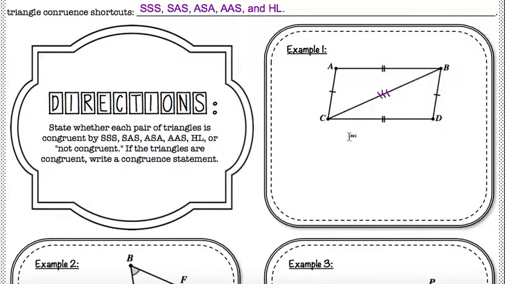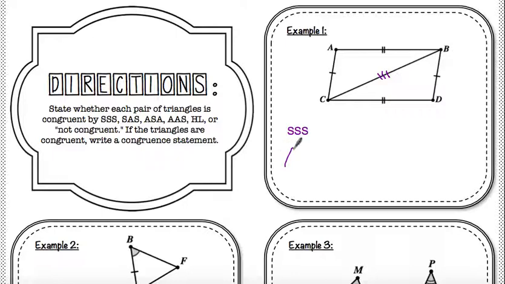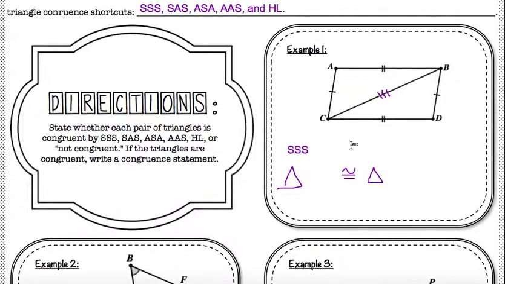They're congruent by side, side, side, because this side is congruent to this one, AB is congruent to CD, and BC is congruent to itself. So they're congruent by side, side, side. And then we can say that triangle ABC, I'm going to fill this in, is congruent to triangle DCB.